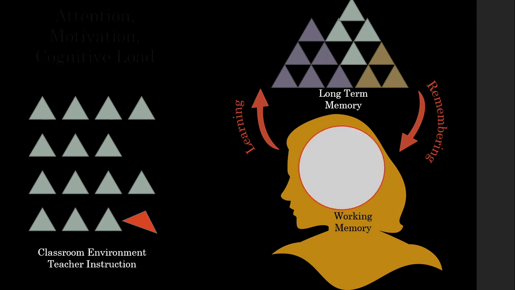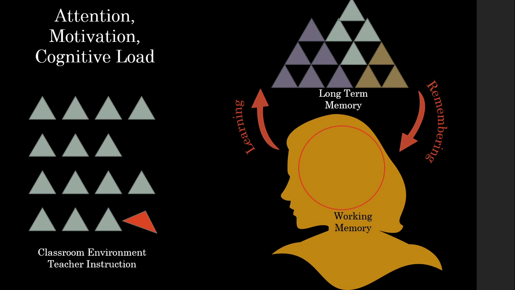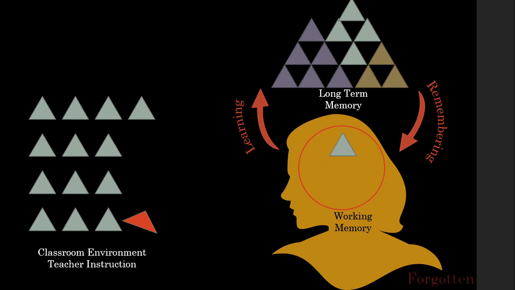Now, sometimes there are some distractors or some problems with that happening. So, for example, not paying attention, not being motivated, or having a cognitive overload. The student is thinking about too many other things or they're confused by something. And when that happens, the information that comes in just goes right back out. It doesn't go into long-term memory.